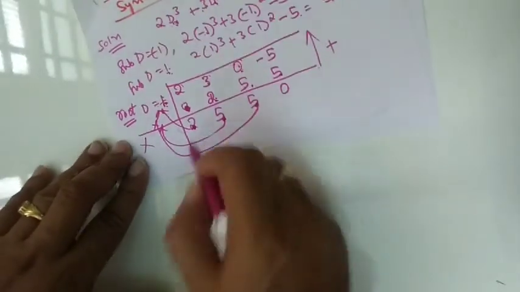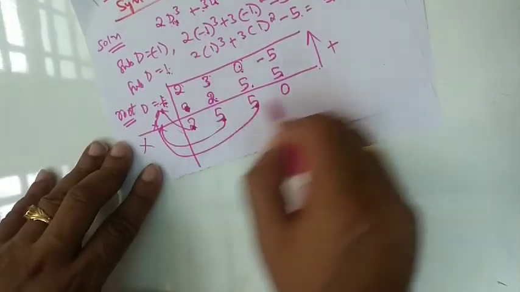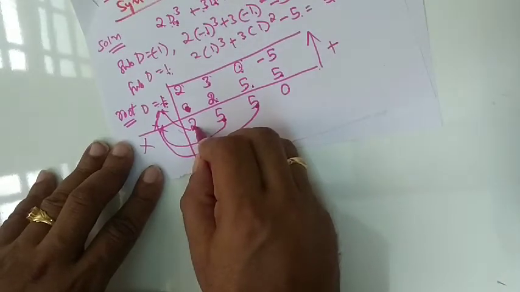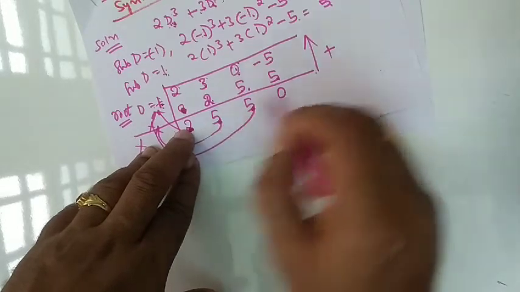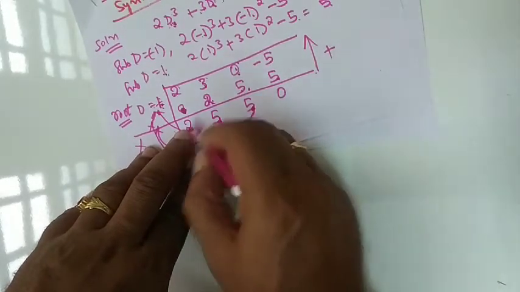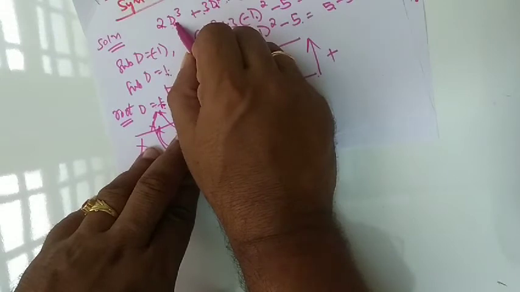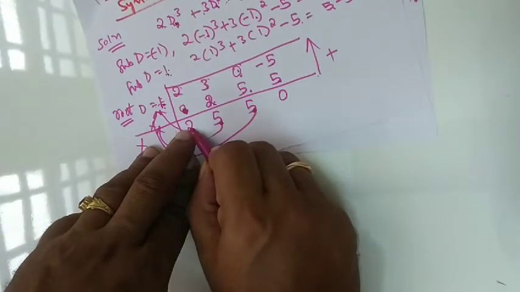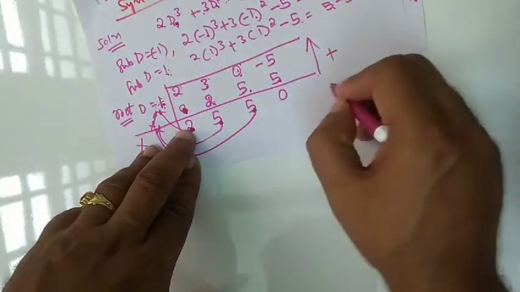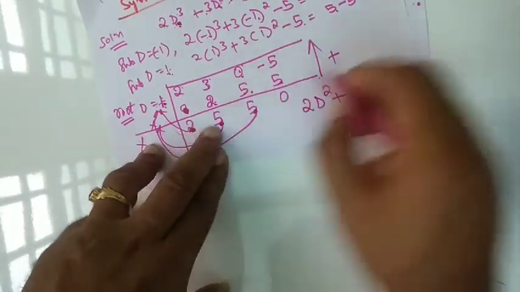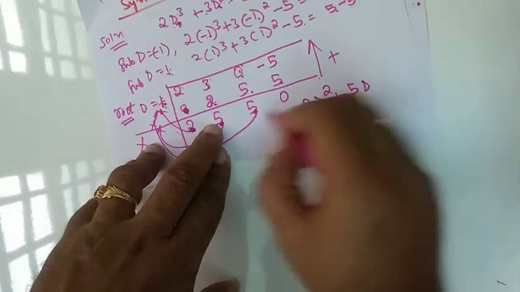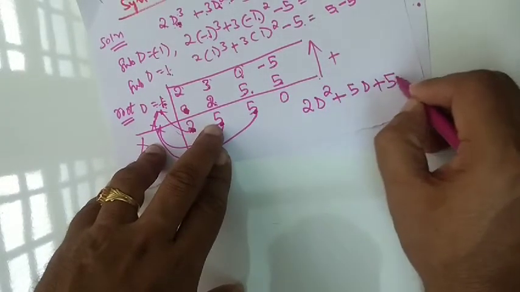Now, let us write these coefficients. These are the coefficients of this equation. Which equation? D squared equation. That means a quadratic equation. Because what is the highest power here? D cubed. So therefore, this starts with 2 into d square. Next, 5 into d plus 5 is equal to 0.